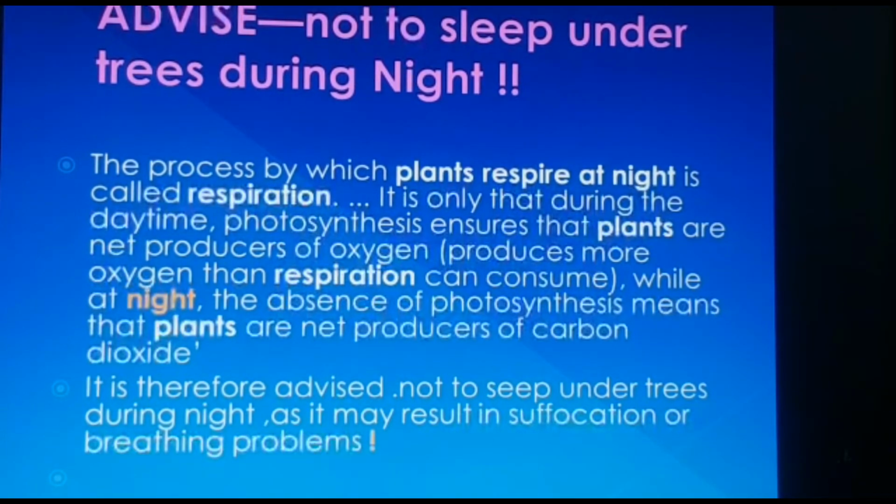And the simple reason is, since carbon dioxide is produced by plants, if one sleeps under the tree, one finds it a bit suffocating and has some breathing problem or breathlessness.